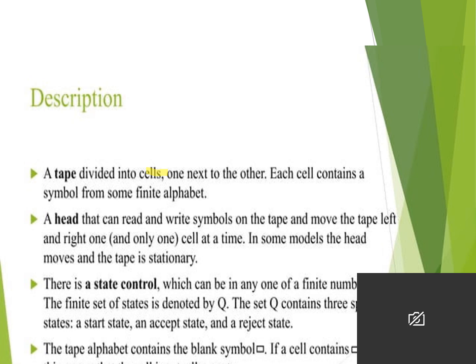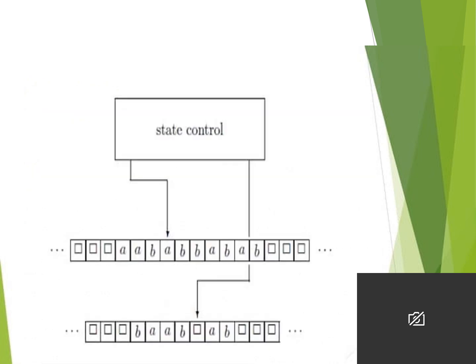There is some state control which can be in any one of a finite number of states. The finite number of states is represented by the capital letter Q. The set capital Q contains three special states: one is the start state, next is the accept state, and third is the reject state. The tape alphabet contains the blank symbol that represents that some elements are present, or it is used to terminate the input strings. This is a diagrammatical representation.